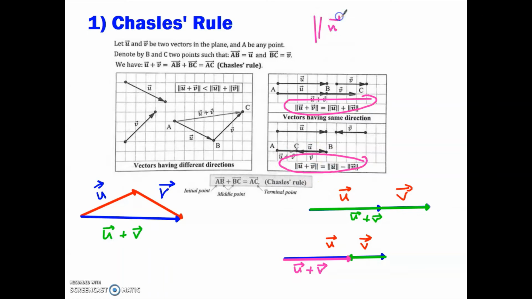They consider that the magnitude of vector u plus v is equal to the magnitude of u plus the magnitude of v. This is wrong. It's not always true. We've just seen that it's true in the case when u and v have the same direction and same sense, but it's not true in the second case.